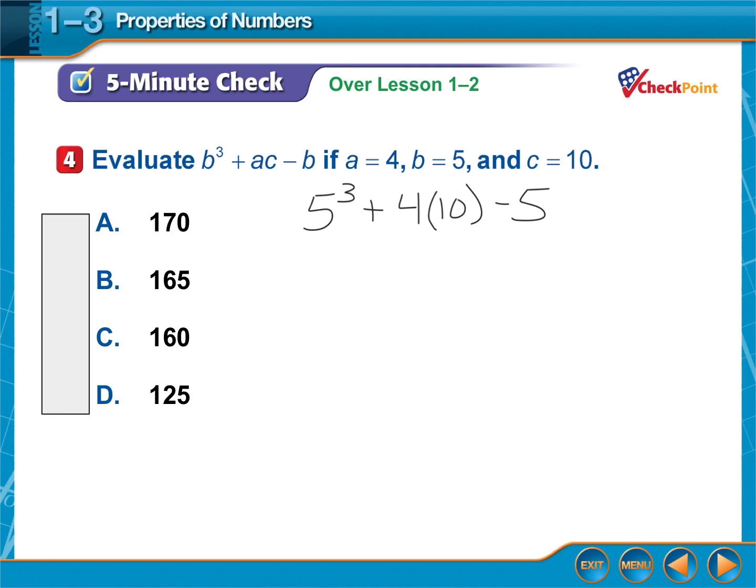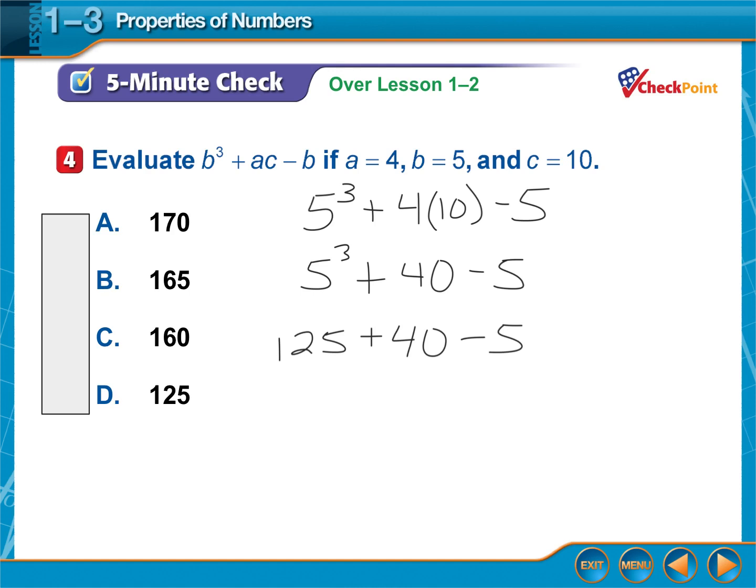Okay? What's 5 cubed? It is 125. Good job. Okay. I'm going to drop the 5 cubed. What about the parentheses? What do we get here? 40 minus 5. Okay, now can we do the exponents? Yes, good catch. 125 plus 40 minus 5. What do we do next?